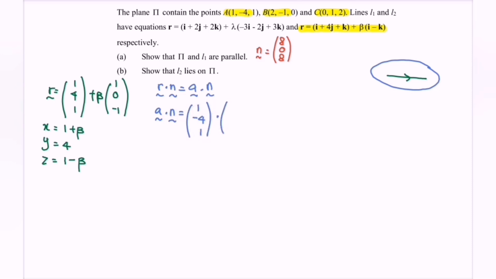Dot with the direction of the normal, where we have 8, 0, 8. So if we dot the situation, we will have 8 plus 0 plus 8, which is equal to 16. A dot n.